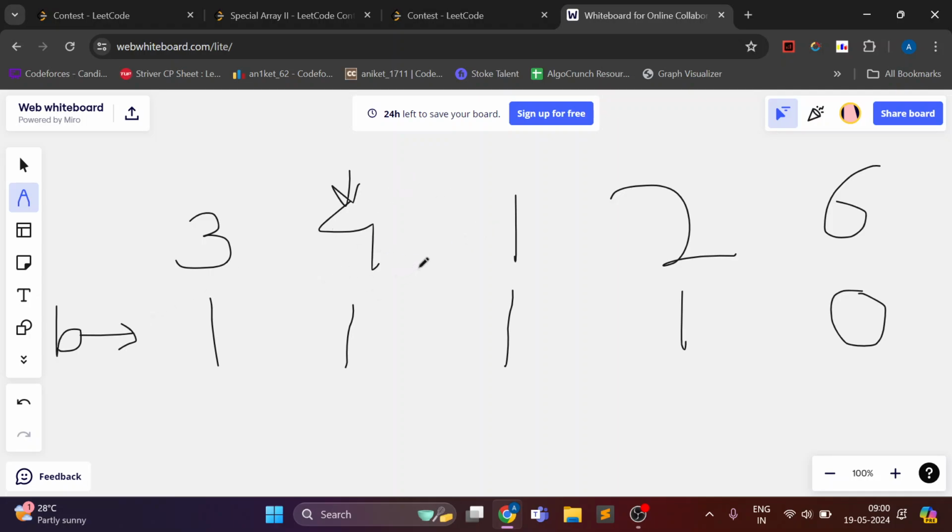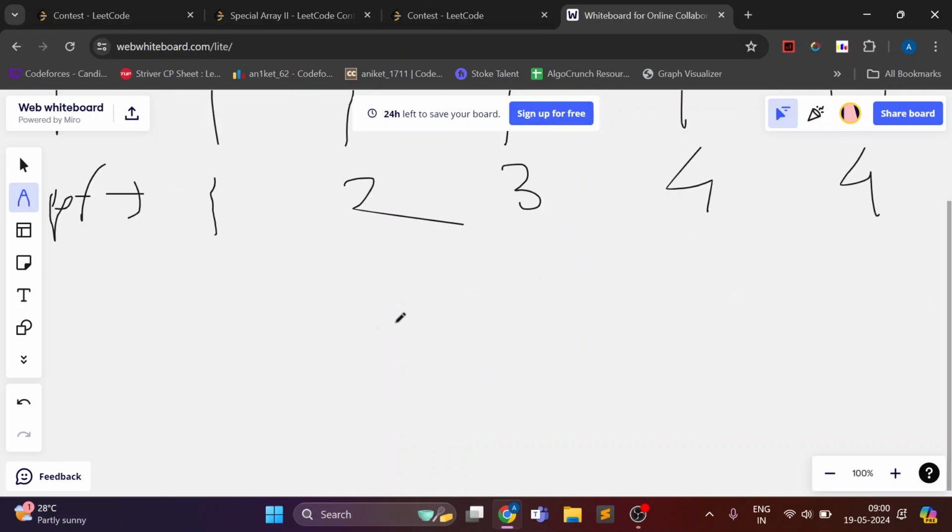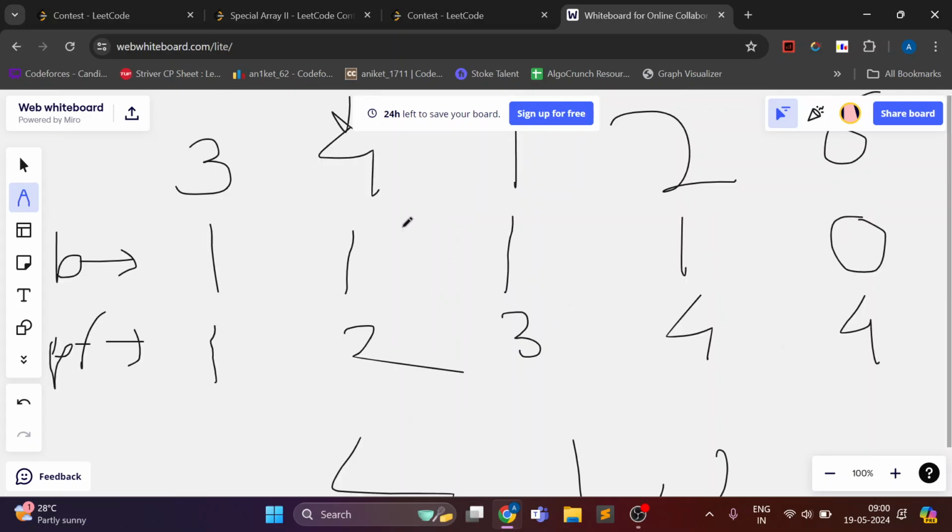I will explain that in a later explanation. After b, I will calculate the prefix sum of this. So this will come out to be 2, 3, then 4, and then 4 here. Now let's say I have to check whether the subarray 4, 1, 2 is a special array or not.